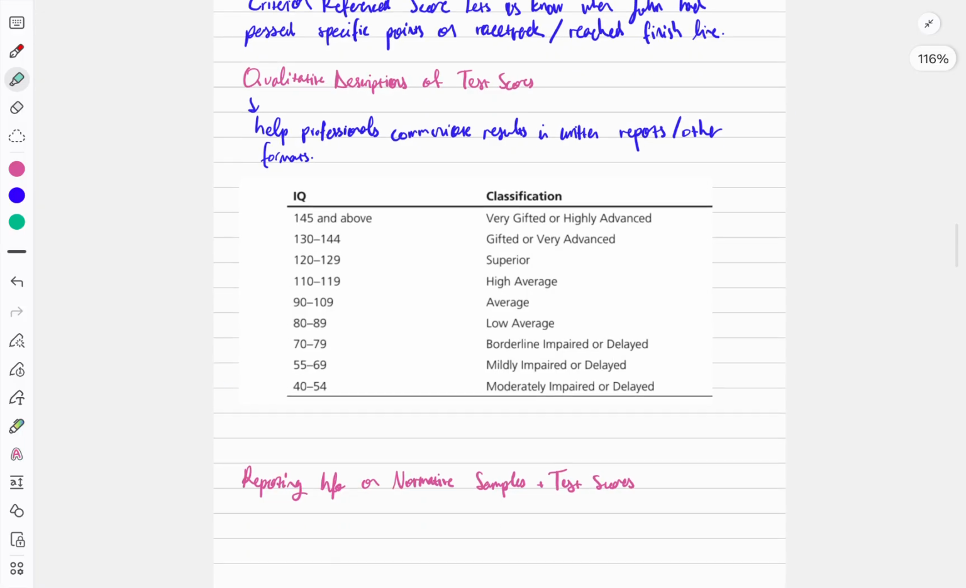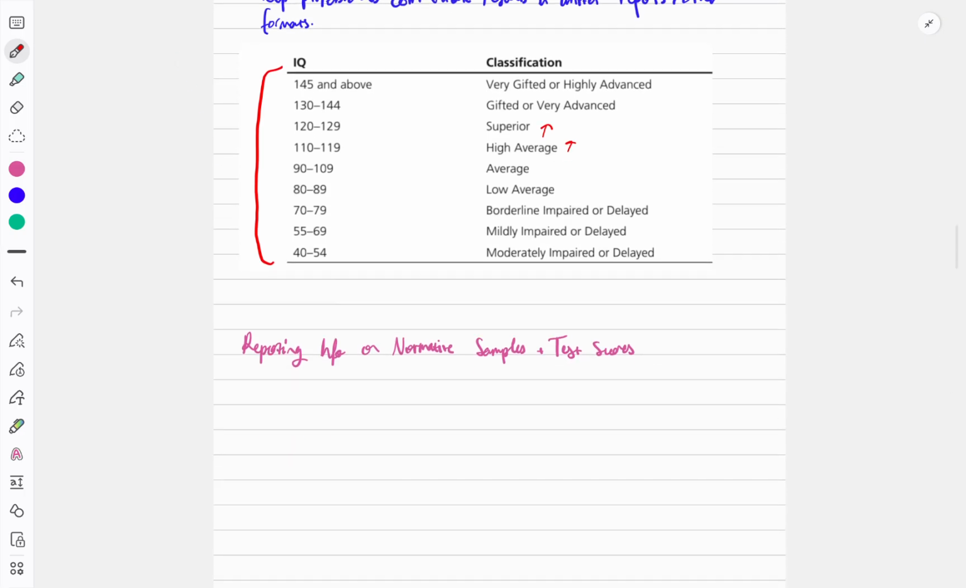So let's go through qualitative descriptions of test scores. They help professionals communicate results in written reports or other formats. When we are using IQ scores, it's maybe not that difficult, but still it just gives us certain directions about how well they did or how high their IQ is.